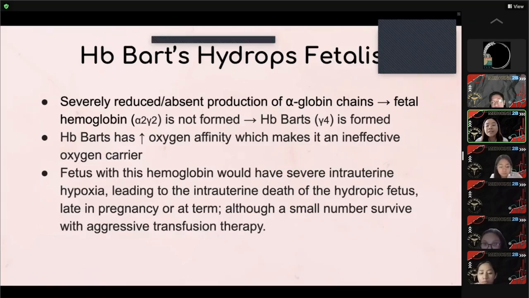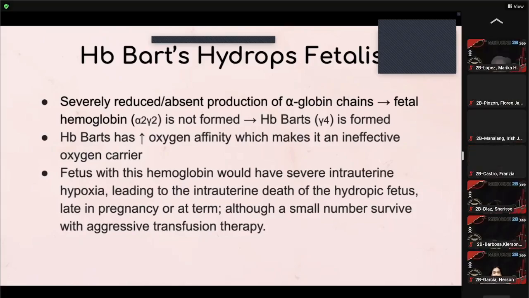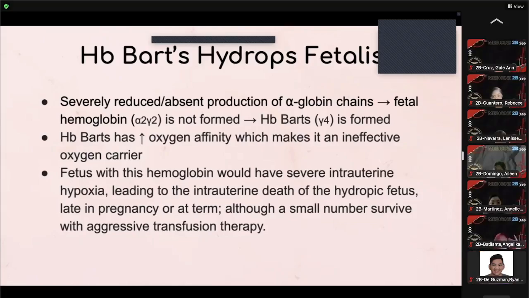Okay, so because there is severely reduced or absent production of alpha globin chains, fetal hemoglobin is not formed, but instead, hemoglobin Barts is formed from 4 fetal gamma chains. And hemoglobin Barts has high oxygen affinity, which makes it an ineffective oxygen carrier. So the fetus presents with anemia, edema, ascites, gross hepatosplenomegaly, and cardiomegaly.